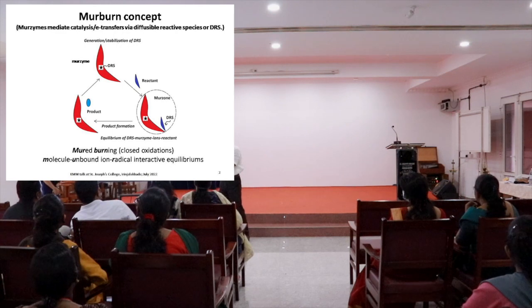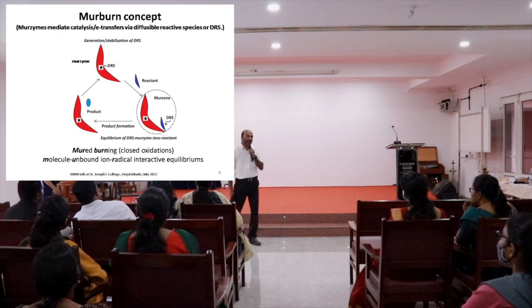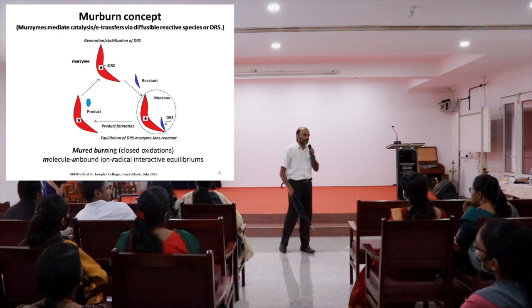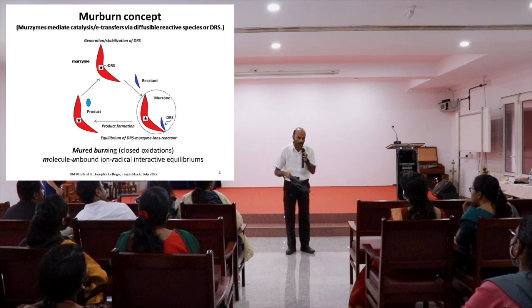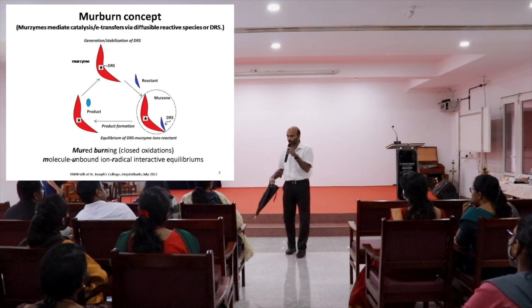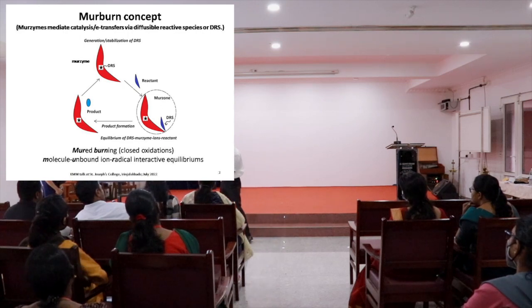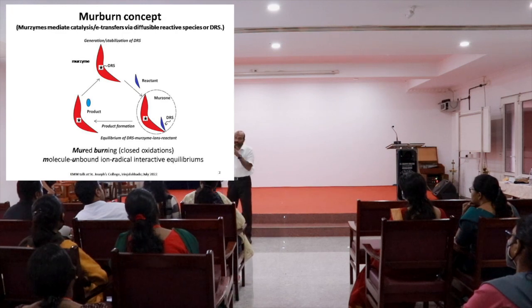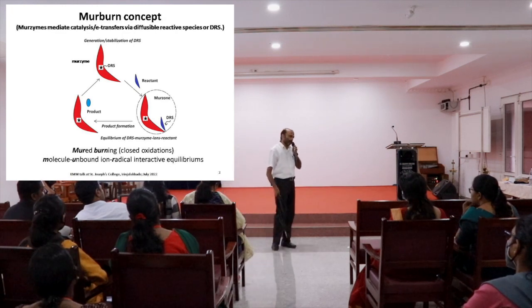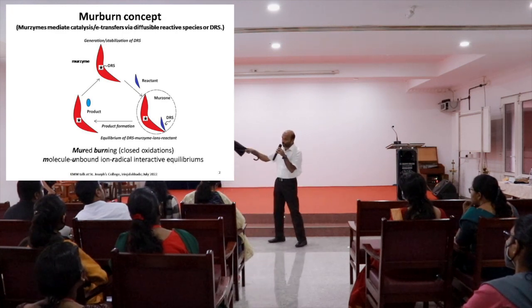So Murburn is the concept from which it is abstracted. Mured means closed. Burning is an oxidation process. Very simple concept. Since the reactive species is outside, there is a zone in which it can interact with ions and generate radicals. So this is a mechanistic outlook.